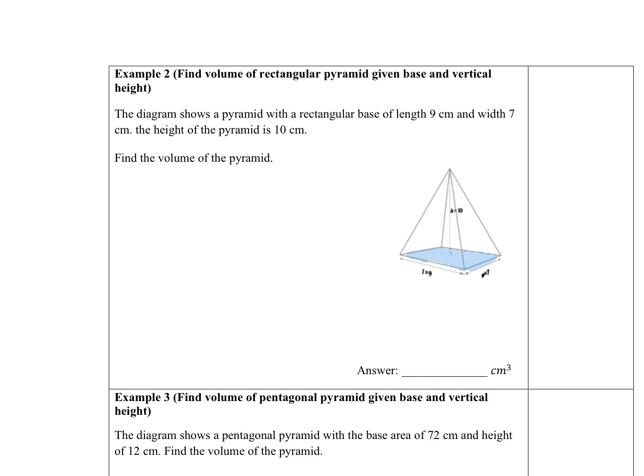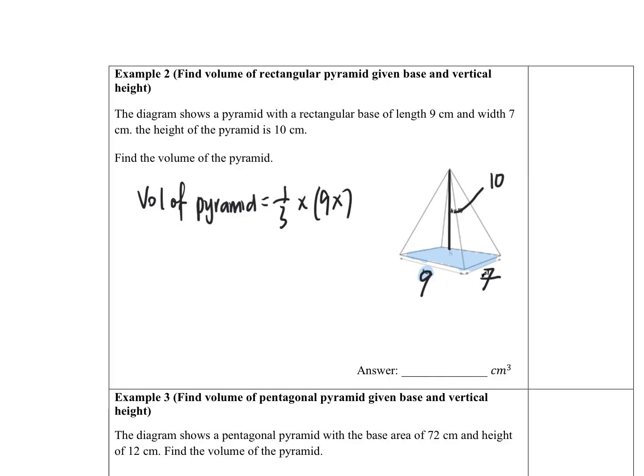Next one is a rectangular base. Length is 9, width is 7, and the vertical height here is 10. So volume of pyramid, same thing: 1/3 base area times the height, 10. All you need to do is remember the formula when you are doing the question. 210. So this one is a giveaway. Please make sure you memorize the formula correctly.